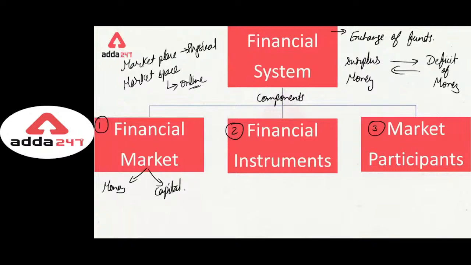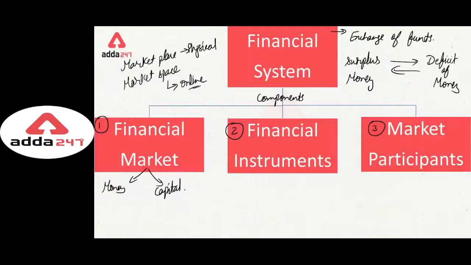So similarly, when we are saying that exchange of funds will happen under the financial system, we need a certain place now where we can exchange this fund. So that place is known as financial market. It provides us the marketplace also and market space also. You can invest in money market and capital market physically and as well as online. So this is the financial market. That is the first component of financial system.